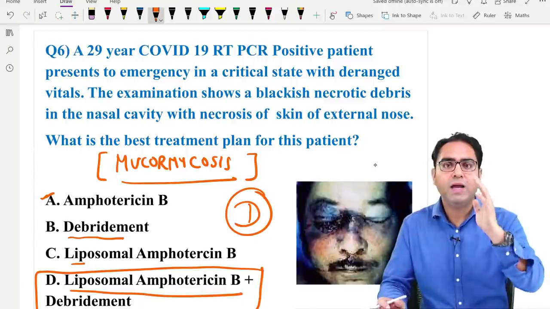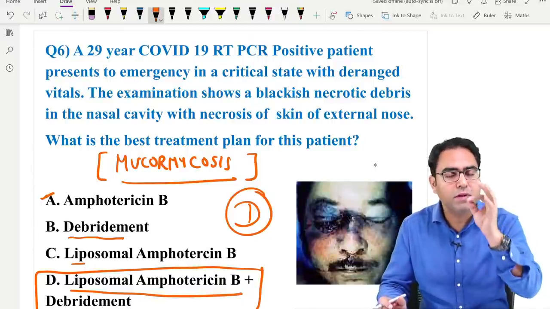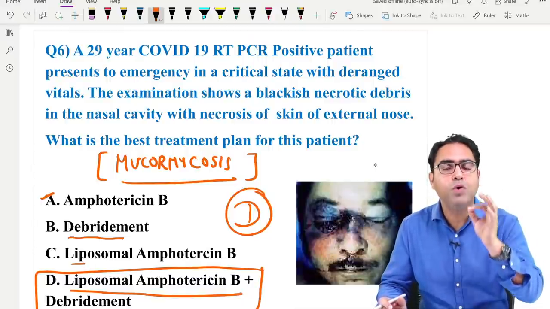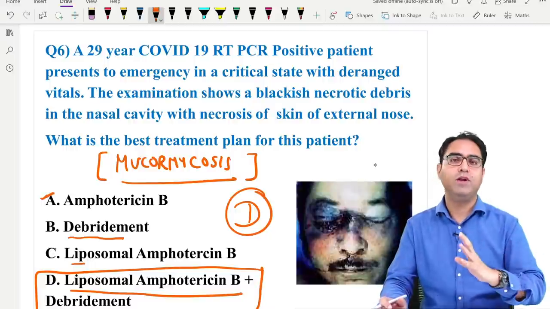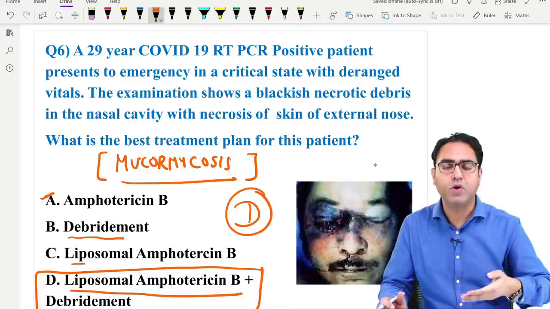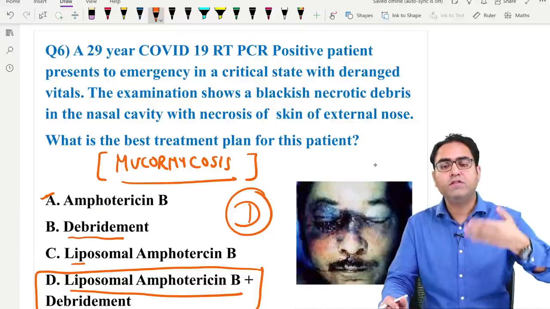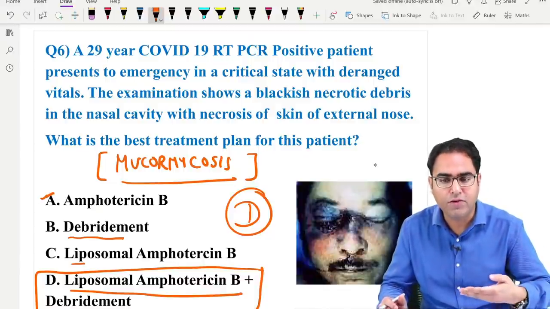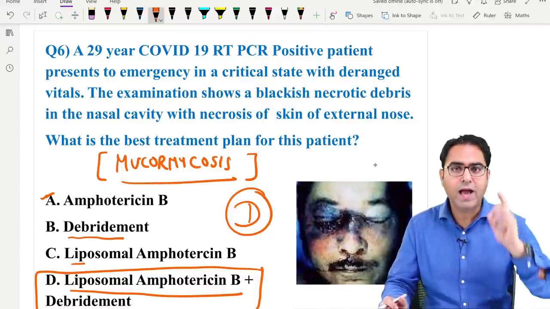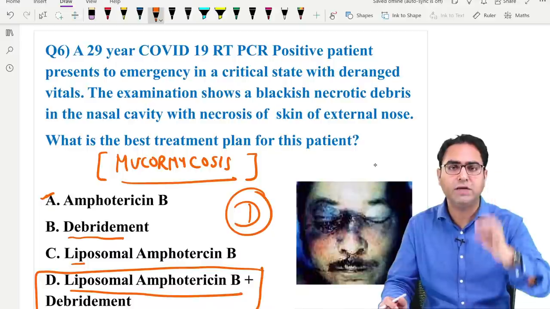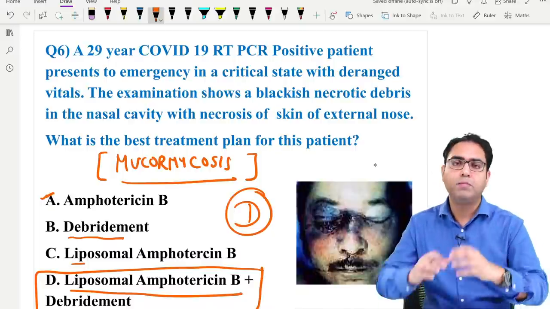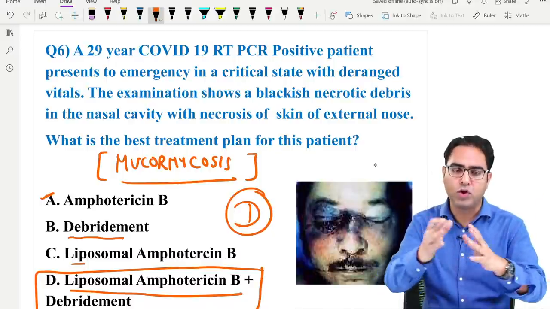So my pledge today is, howsoever simple the question may be, I am going to read all four choices carefully. Look at this, as you go down, the choice is turning better and better. Very good. So a young diabetic patient, ketoacidosis patient, HIV positive patient, or COVID-19 patient with something blackish in or around the nose is mucormycosis.